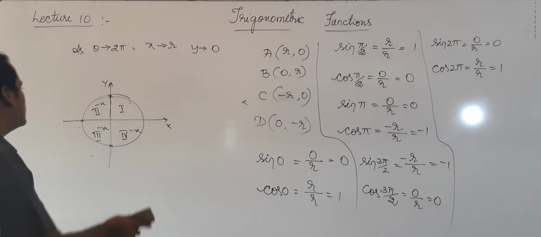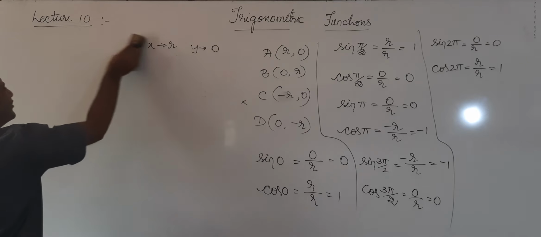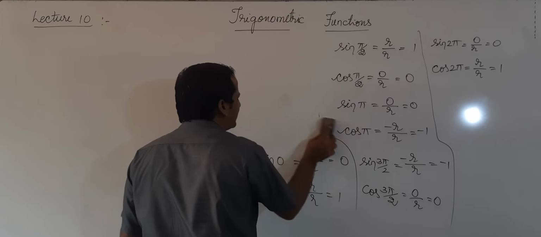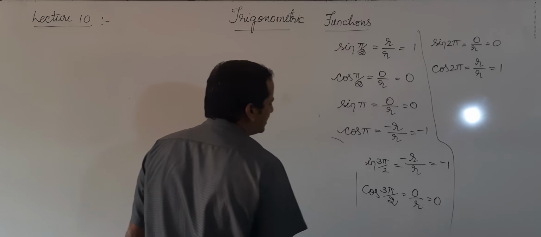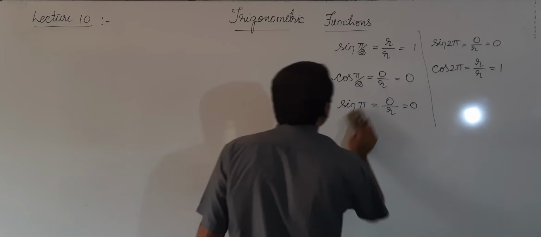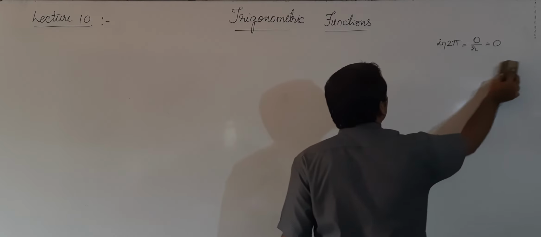Okay. So once you know sine and cos, the remaining things can be obtained easily, because tan theta is defined as sin theta by cos theta, and secant theta and cosecant theta are the reciprocals of cos theta and sin theta respectively.